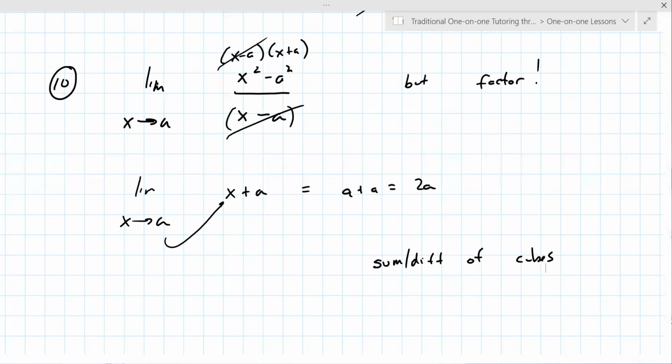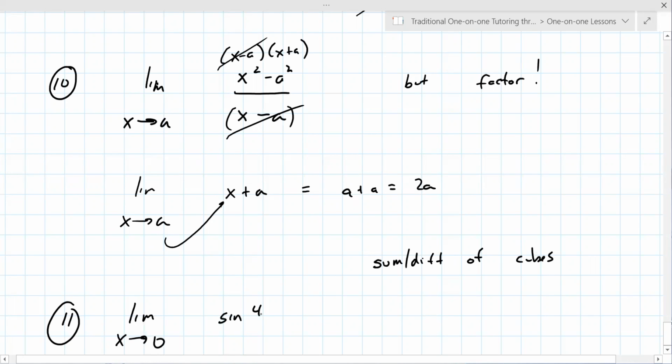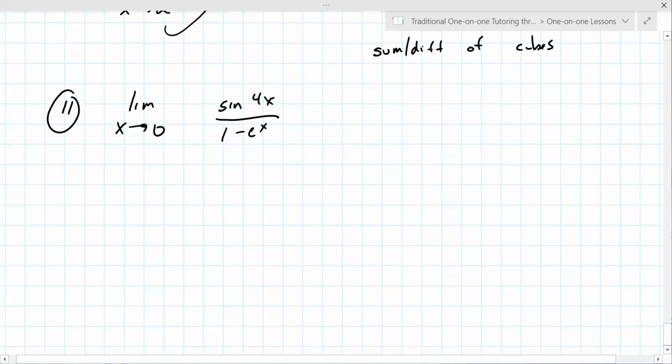Right. Okay, so let's go to 11, and I'll make up one like that. So it's the limit as x approaches 0, sine 4x over 1 minus e to the x. The issue here, like 10, is that when you put 0 in for x, you get sine 0 over 1 minus e to the 0, which is 0 over 1 minus 1, 0 over 0. This is bad.